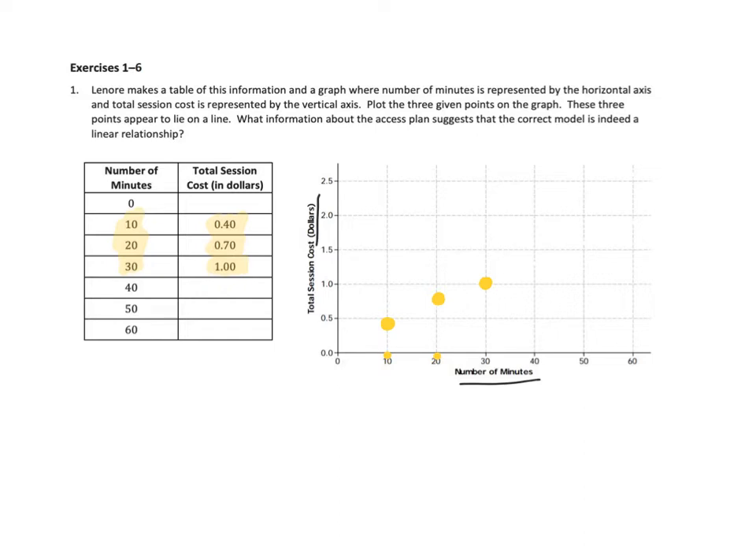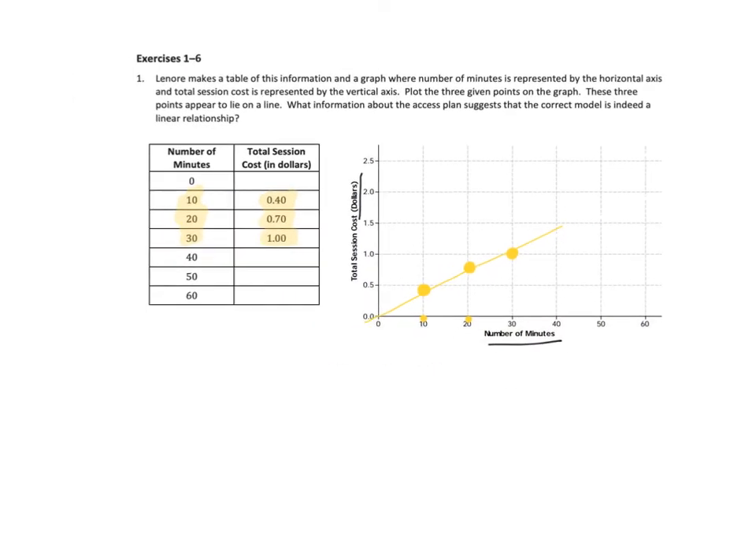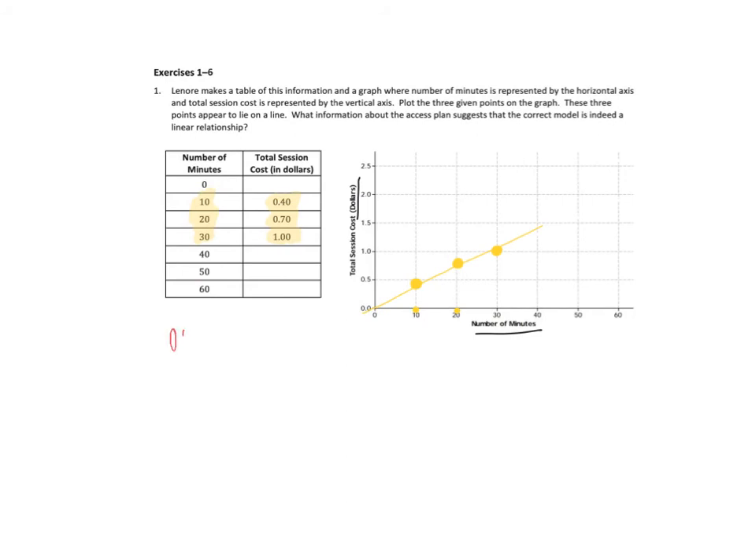And it says they appear to make a line, which they do, right? You can see clearly that these are, if we connect them, making a line. What information about the access plan suggests that this model is linear? So how do we know that this is linear? Well, we can tell because obviously our graph forms a line. But also, we can tell based on the relationship in our table.